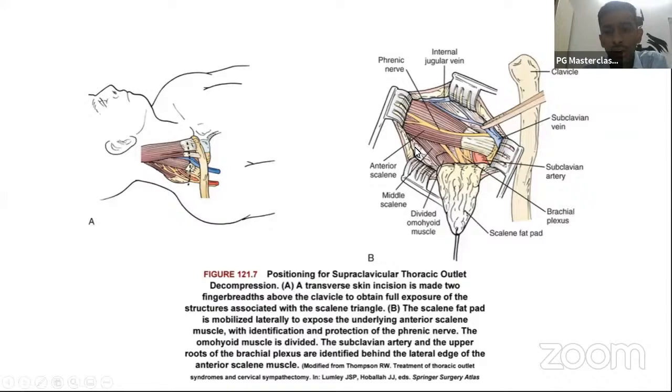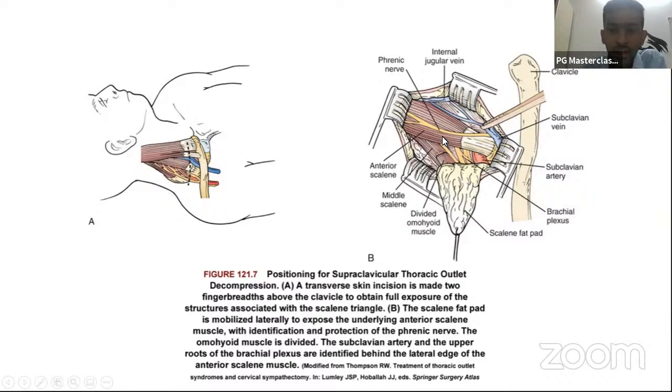So now what are the structures that we will encounter once I open the skin, the platysma, the subcutaneous plane, and the investing layer of deep cervical fascia? The very important structure, as sir had also described in the previous lecture, is the scalene fat pad, which contains the fat, then there is the lymph node, and also a lot of lymphatics. And the dissection of this is important as there can be post-operative lymph leak, which can be avoided with meticulous scalene fat pad dissection and retraction.